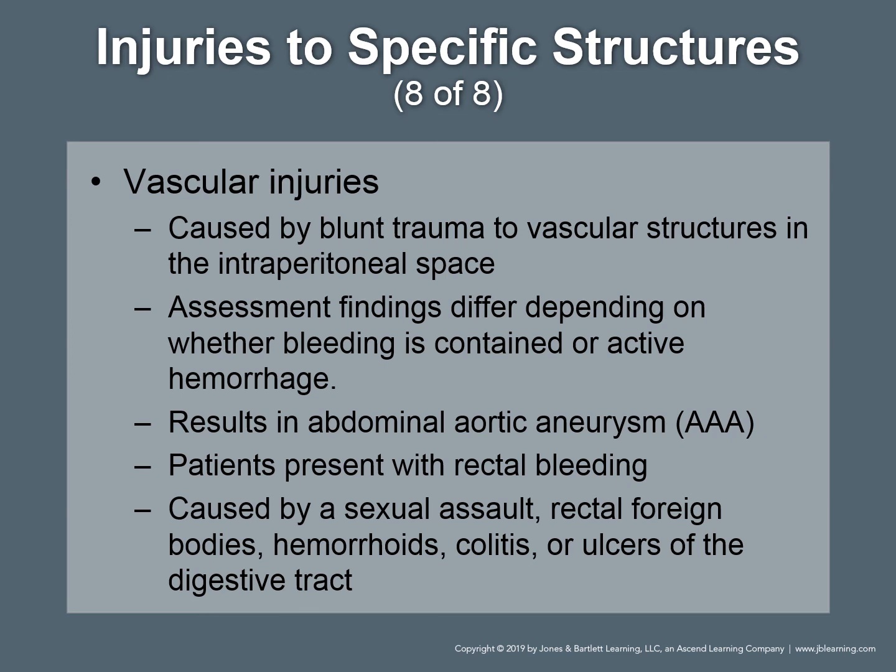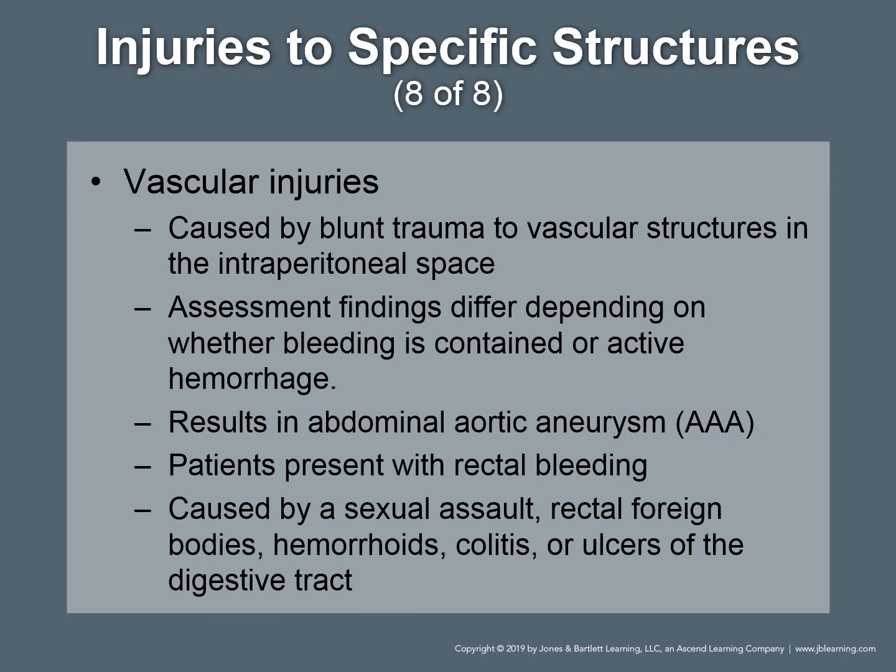And then the assessment findings will differ depending on where that is. You may have Cullen sign or Gray-Turner sign, or you may not have any signs at all, and you just have to suspect that there's some internal bleeding. We talked about the aortic aneurysms. That happens with a lot of blunt trauma patients.